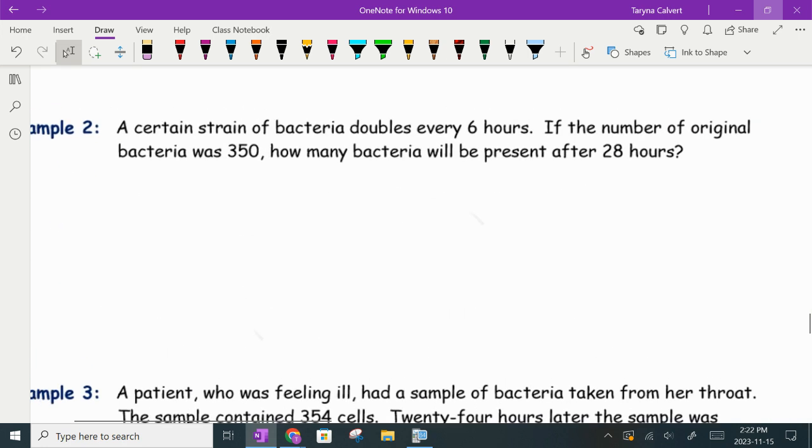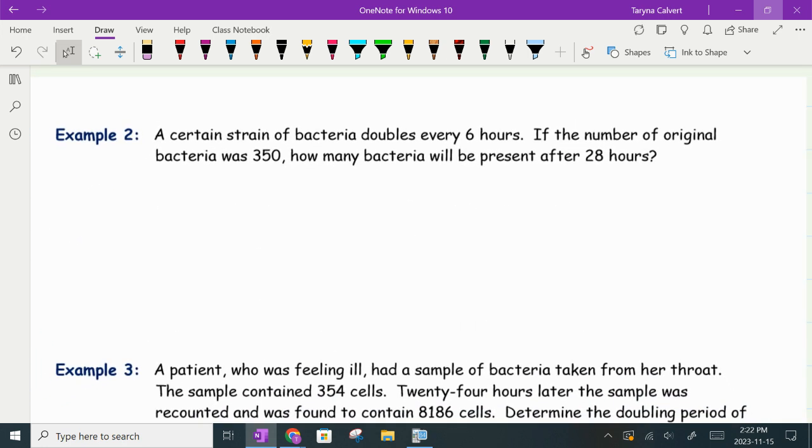All right, so here it just says a certain strain of bacteria doubles every 6 hours. So if you want, you can start writing the variables. So double will be my what value? B. The 6 will be my P. So if the number of original bacteria was 350, so that is my A. How many bacteria will be present after 28 hours? So 28 will be my T, because that's the total time. So I have A, I have B, I have P, I have T. So y equals A B to the T over P.